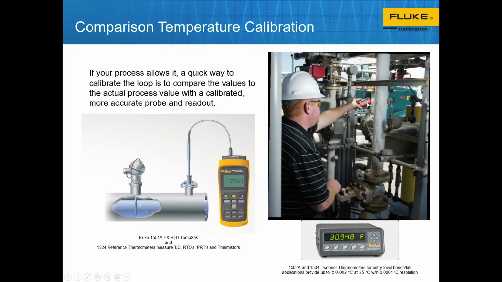This is a very popular product from us. We call it a temp stick. That's probably what most people would call it. They may not even know the part number is 1551A, but it's an RTD accurate temp stick that can slide into the process. And, again, getting back to that RTDs are typically 10 times more accurate than a thermocouple. It's a quick, easy way to do a quick comparison on thermocouple measurements.